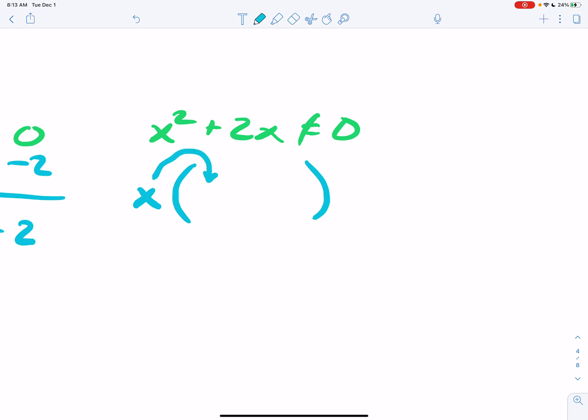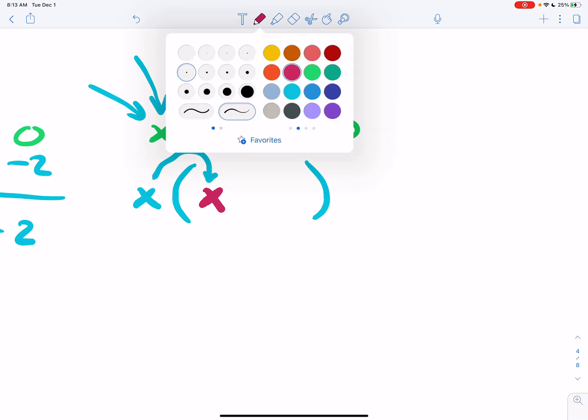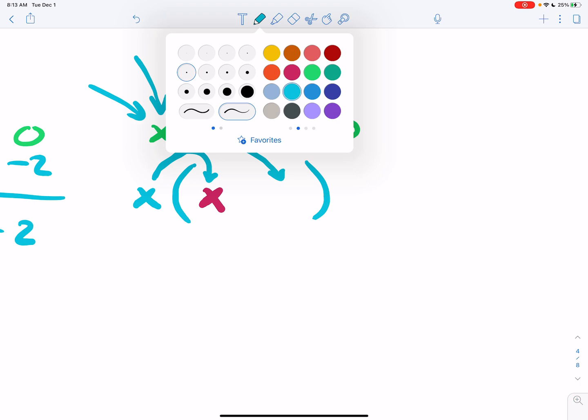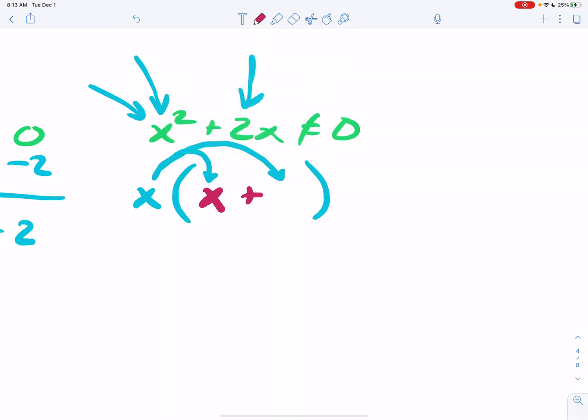X times what gives me x squared? I'll say that again, okay? And I want you to think about it before you hear me say the answer, okay? We know that there's an x in common, but if you take out an x, what's left, right? X times what will give me x squared? That'll be x times x, okay? Now, x times what will give me positive 2x? That'll be x plus 2 because x times positive 2 is a positive 2x, okay?